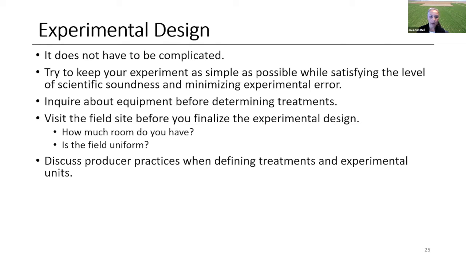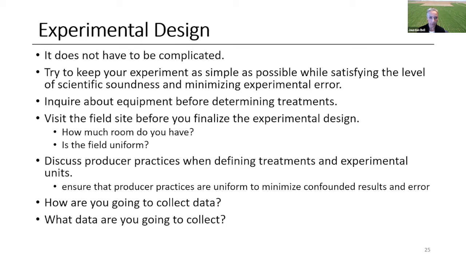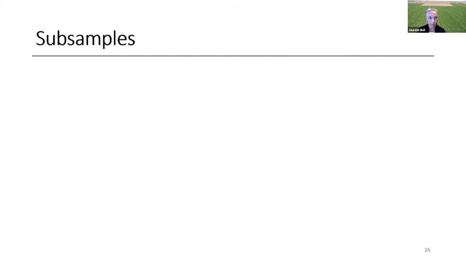Discuss producer practices when defining treatments and experimental units. You do not want your research to be confounded by some of the experimental practices. You want to make sure that those practices are uniform to minimize confounded results and error within your data set. How are you going to collect your data? What data are you going to collect? And then also, how are you going to analyze your data?